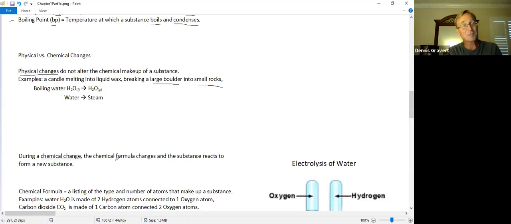It really helps if you have the chemical formula, so you can see if the chemical formula is the same before and after. So was it water, H2O before? Is it still water after? If so, it's a physical change. If the chemical formula changes, it must be a chemical change.